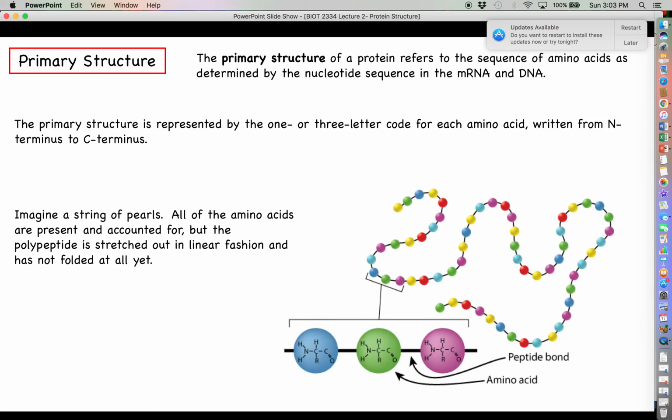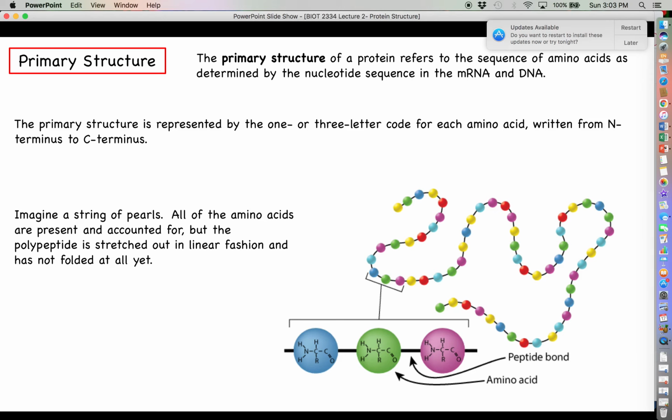So the analogy I think I invoked on the previous slide is that you can think of the primary structure as kind of like a string of pearls. Just imagine each pearl on the string being a particular amino acid, and the string being the peptide bonds that hold each amino acid together. So the primary structure of the protein is literally just imagine stretching the whole polypeptide out into a long linear strand.